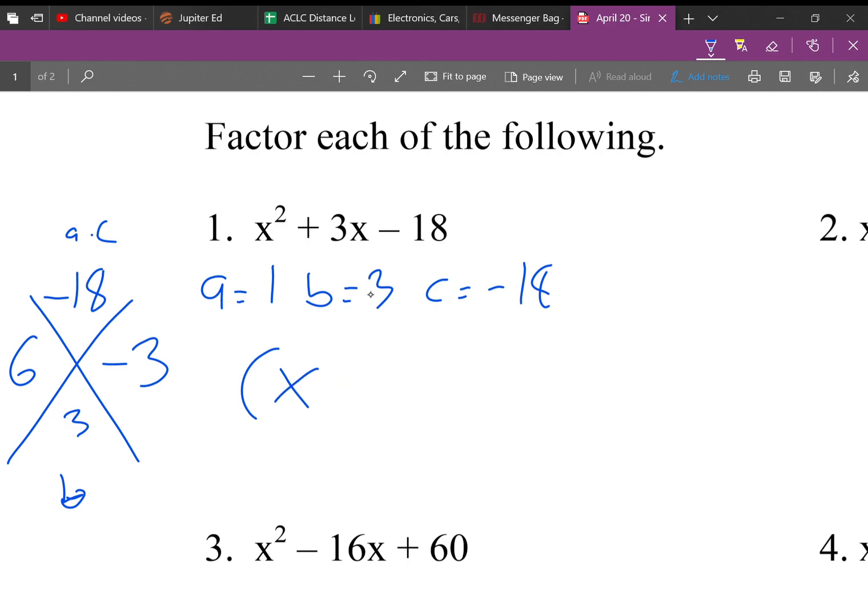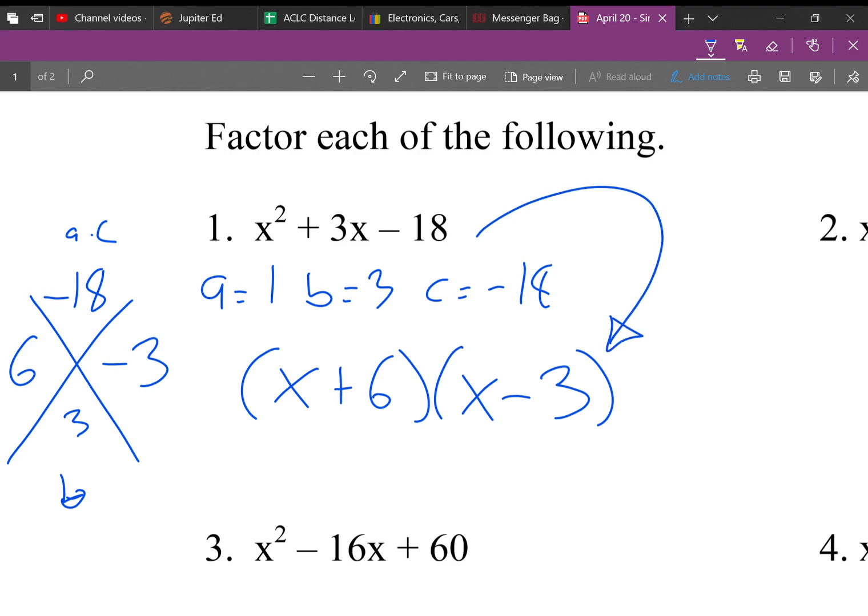x plus 6 times x minus 3. Now again, remember this short method where we're just using the x, it's working here because a is 1. We're going to see in the next two assignments when a is not 1, but we don't have to worry about that here. So again, what is my answer? What does this really mean? It means x squared plus 3x minus 18 is equal to x plus 6 times x minus 3.